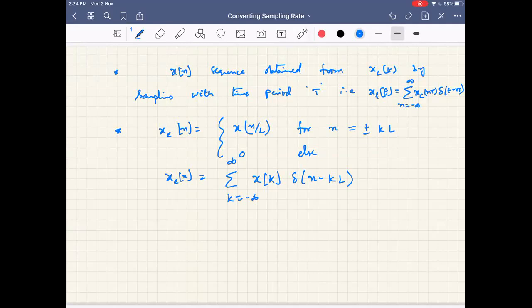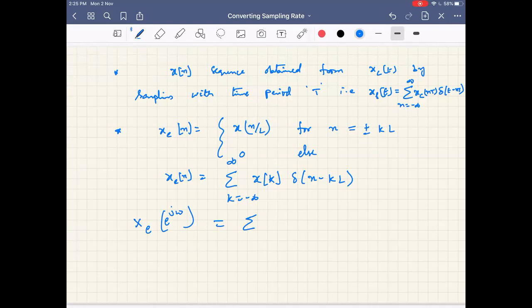As you can see, when n is a multiple of L, you sample from the original signal. Otherwise, you just place zeros there in x e of n. And now we would like to first mathematically see how X e of e power j omega, the discrete time Fourier transform of the expanded signal, looks like. So let us apply this directly here.